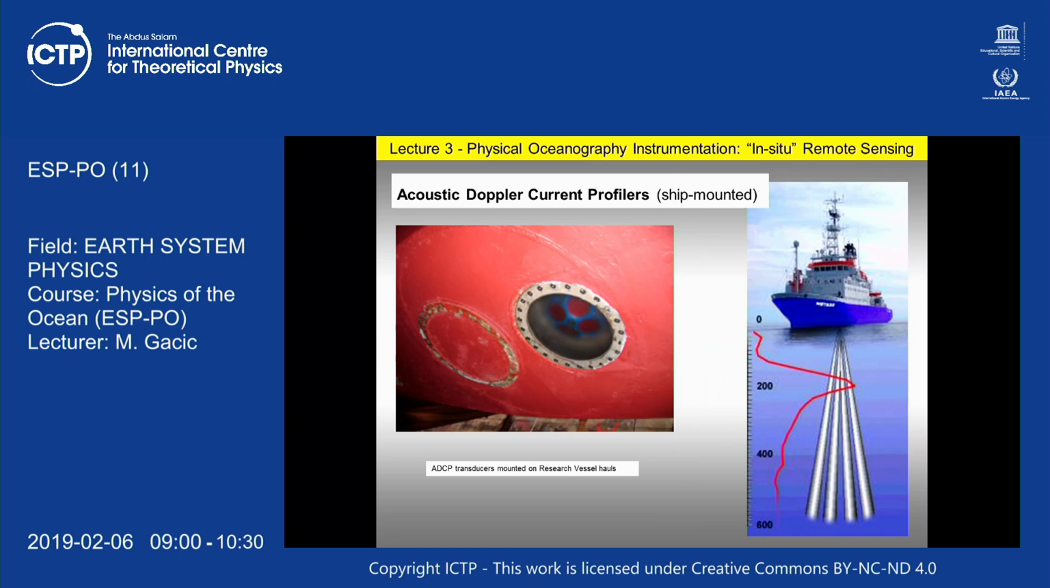There is also an acoustic Doppler profiler mounted on the ship. This is how it looks on the research vessel hull, and it does the measurements along the track of the ship, so it has to be connected to the determination of the position of the ship. So you obtain the current profiles along the ship trajectory around the ship.